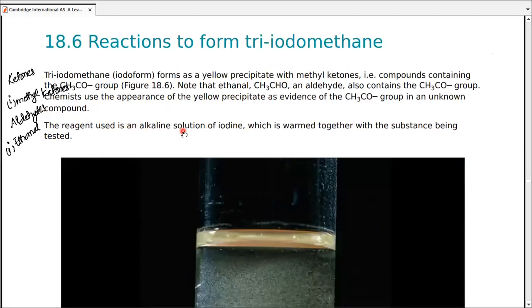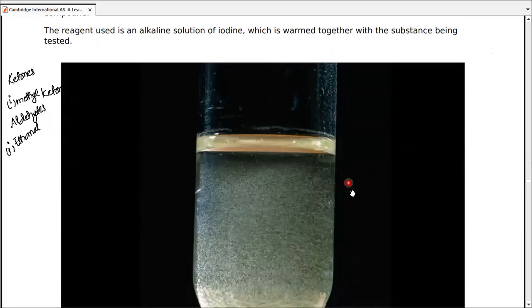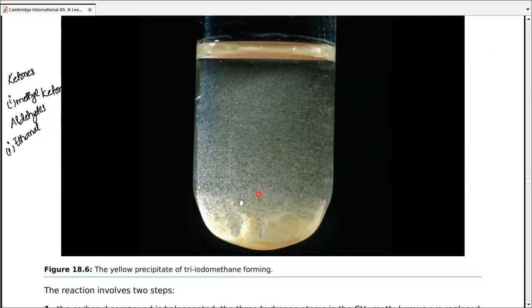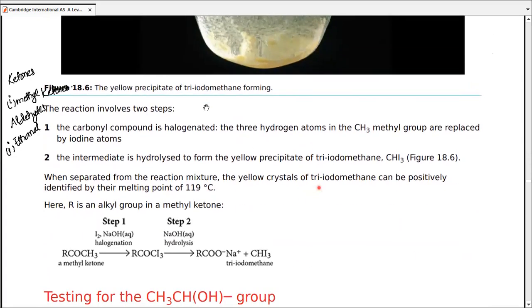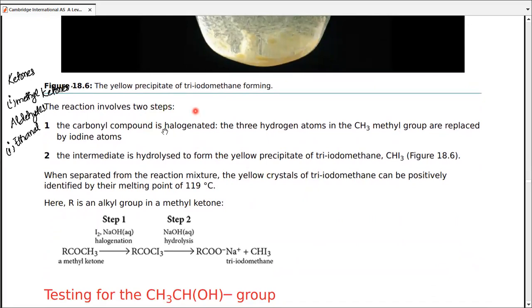The reagent used is an alkaline solution of iodine, which is warmed together with the substance being tested. And at the end of it, we're going to get some yellow precipitate at the bottom. Now, the reaction involves two steps. The carbonyl compound is halogenated in the first step. The three hydrogen atoms in the methyl group are replaced by iodine atoms, substitution, of course, and we may call this substitution halogenation. Don't forget, substitution and halogenation were taught in one single reaction back in IGCSE.